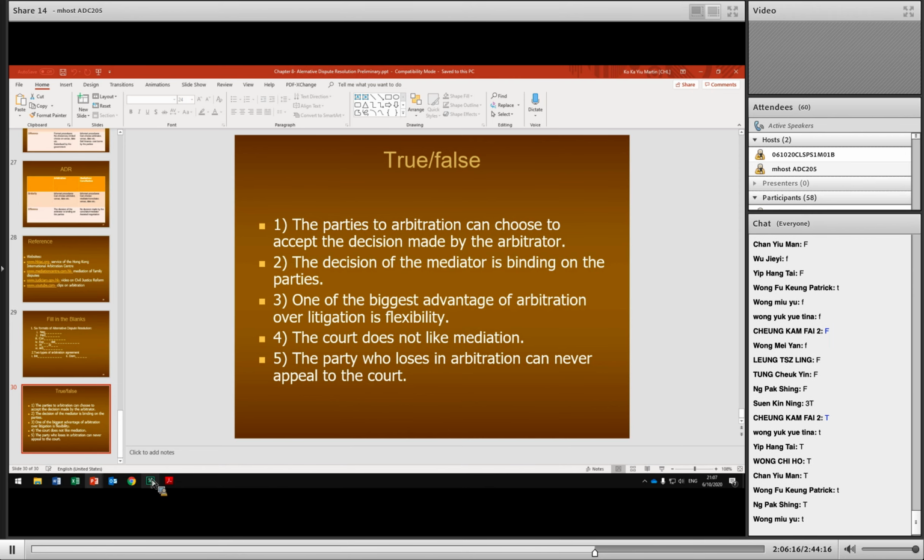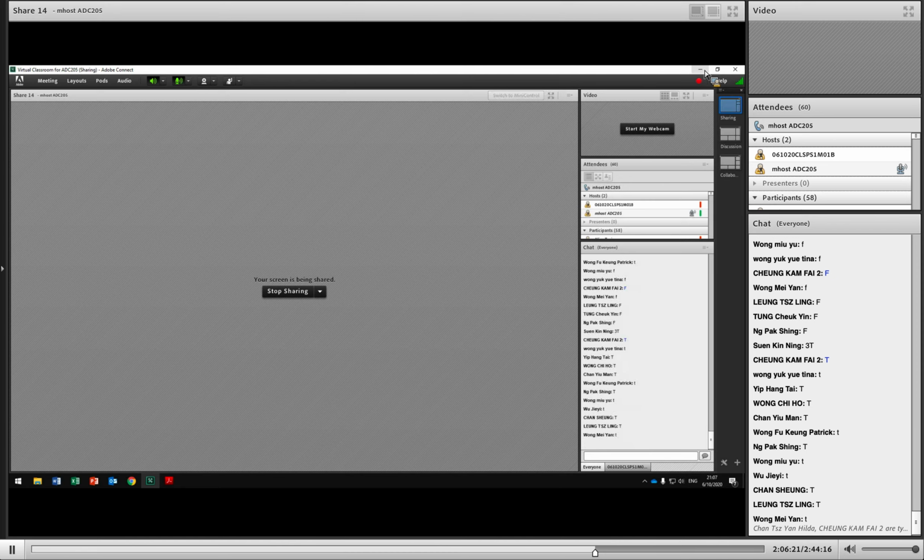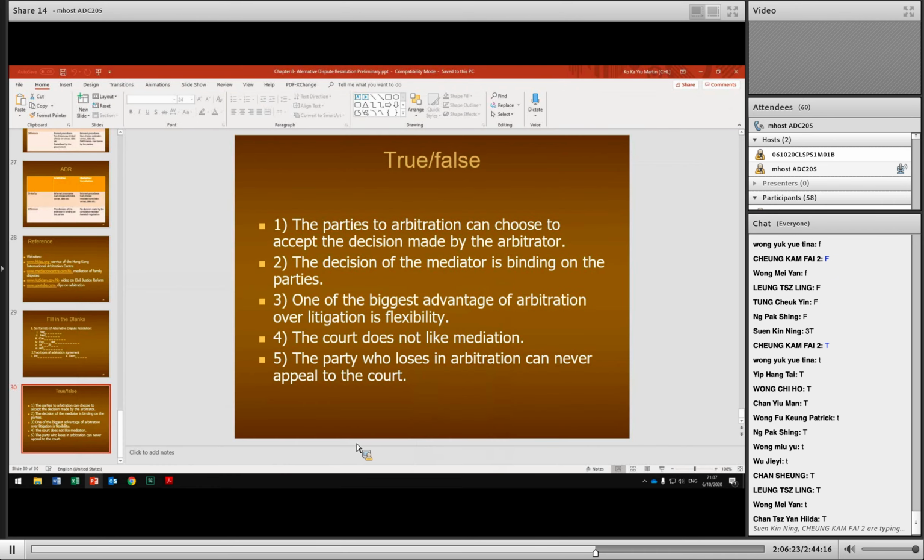Number three. True or false? Number three is true. It's the biggest advantage because the party can always agree on so many things. Okay. Number four, the court does not like mediation.